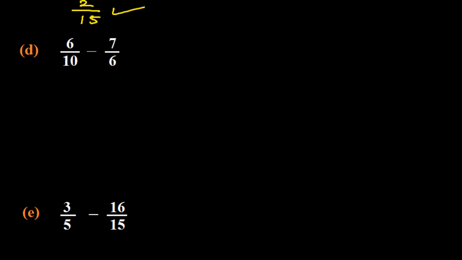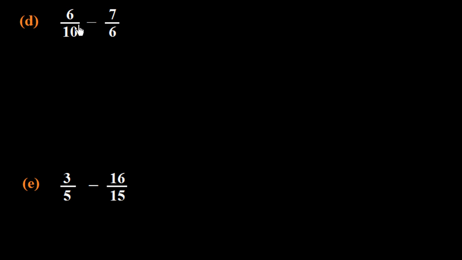Now you look at question D. Here we have 6 over 10 and 7 over 6. So here in 10 and 6 you see we can find the highest common factor. There is a common factor 2 in both the denominators. So we divide: 2 3s are 6 and 2 5s are 10.